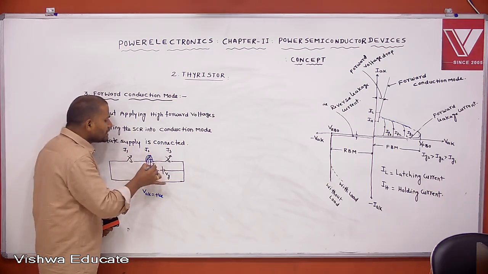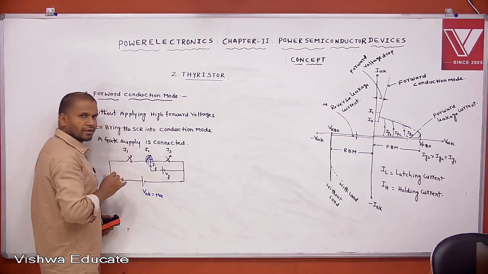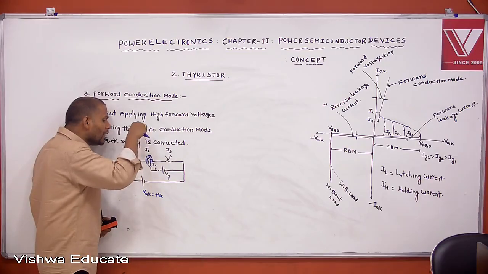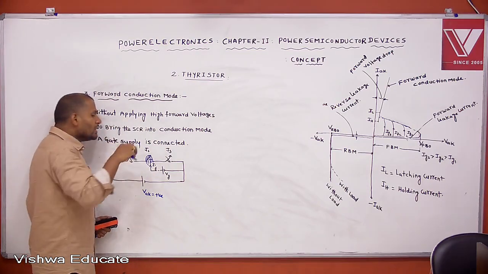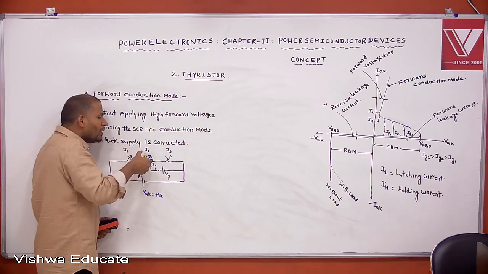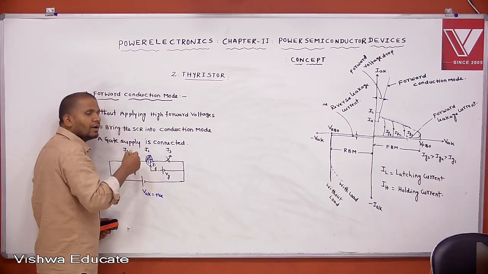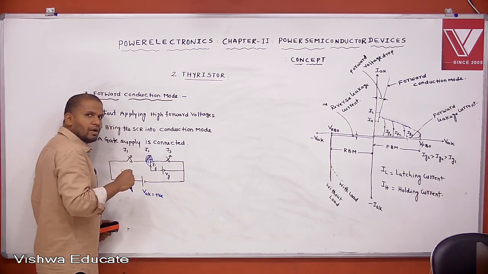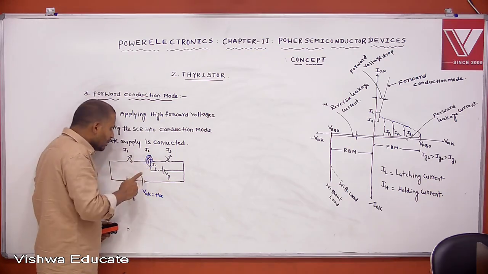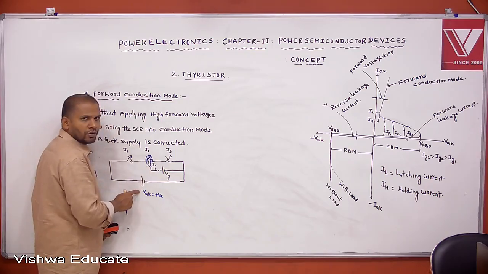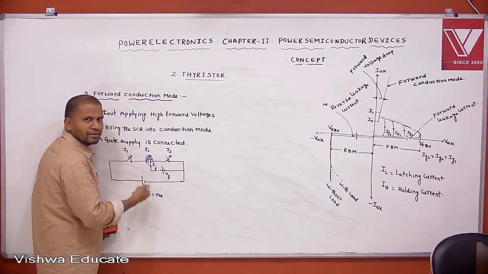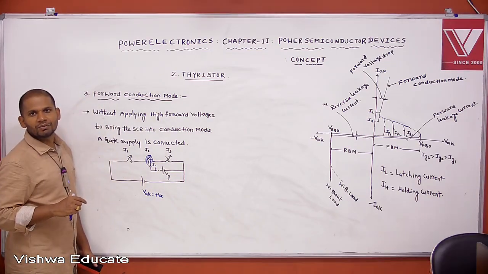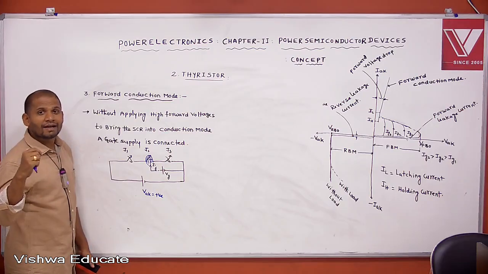If more charge carriers are injected into the J2 junction, it's just like doping. We are adding extra carriers to the J2 junction. Because of this doping concentration, the J2 junction width reduces. Once the J2 junction width is reduced, J2 will break down with less forward voltage. Then the SCR comes into conduction. This is the idea behind connecting the gate supply.